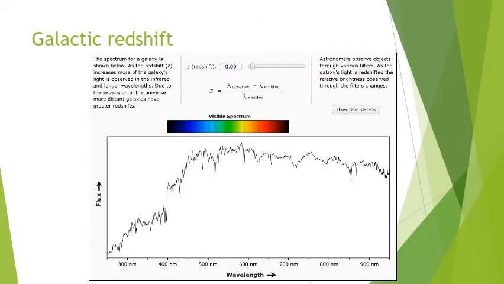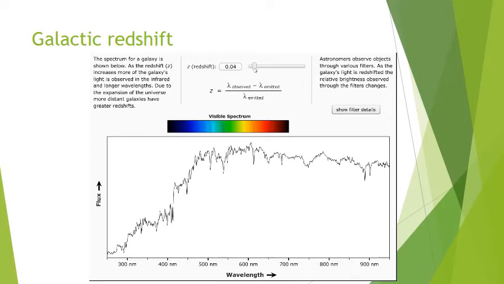Okay, so this simulation shows us the light curve from a galaxy, and we see the intensity of the light versus wavelength, and we're seeing a galaxy that is pretty easy to spot in the visible. And of course, this is a galaxy that has got to be pretty close because it doesn't have much of a redshift. But as Hubble discovered, the farther away your galaxy, the greater the redshift.